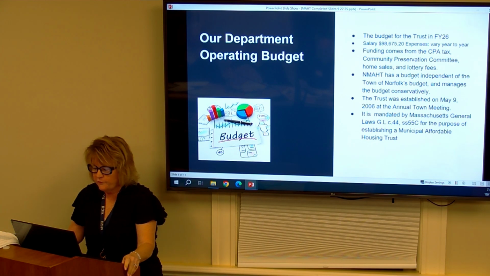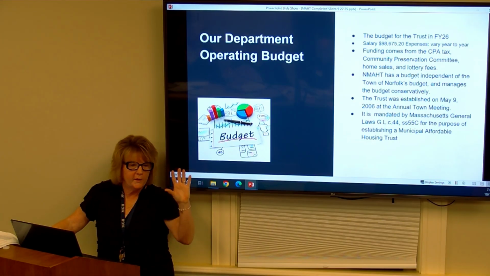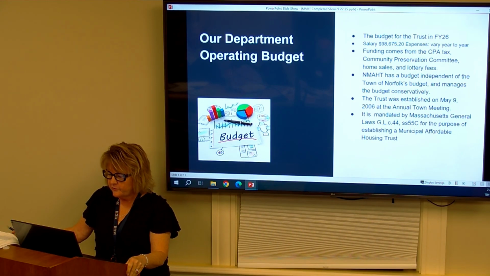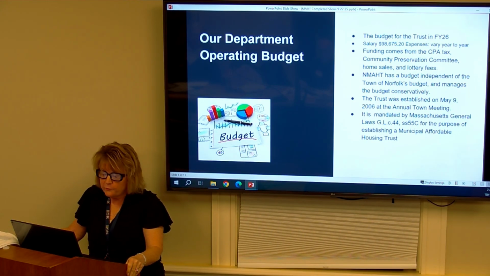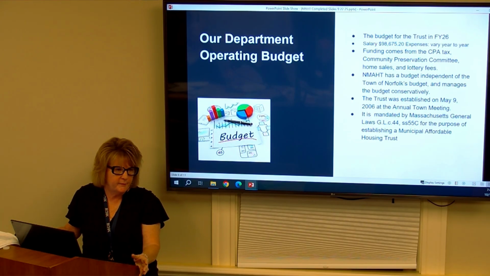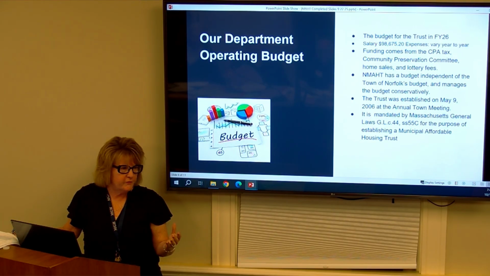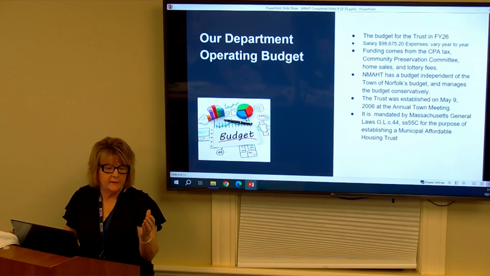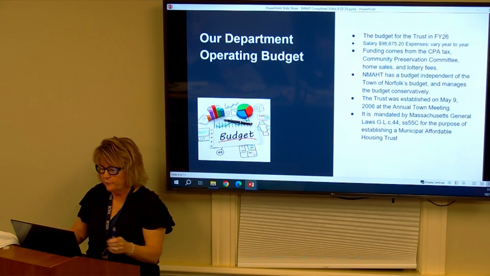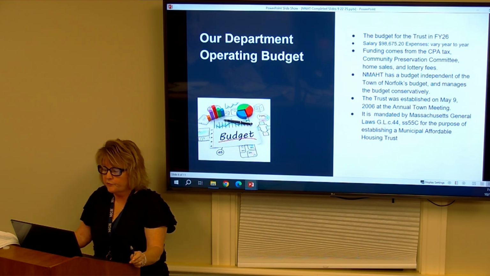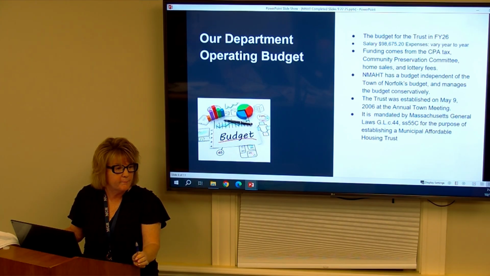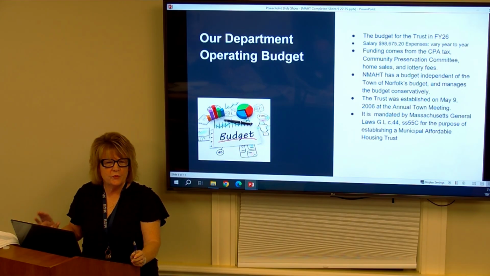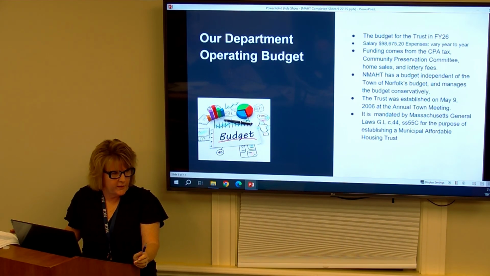The budget for the trust in fiscal year 26, I am the one and only that is in the Affordable Housing Trust that's paid. The salary is $98,675.20. Our expenses do vary year to year, but they're minimal because it's what I need as far as office expenses go. We do pay to advertise these units, but that, again, is offset by the fees that we receive as a lottery. Funding comes from the CPA tax that we are at 1.5%. We were a community that was at 3%. I believe maybe in 2017, the town voted to reduce that to 1.5%.